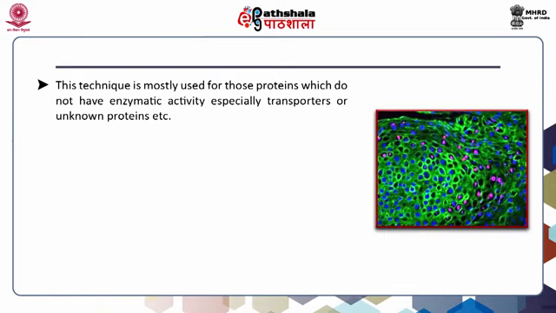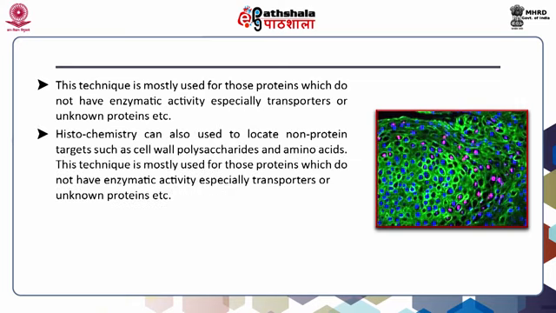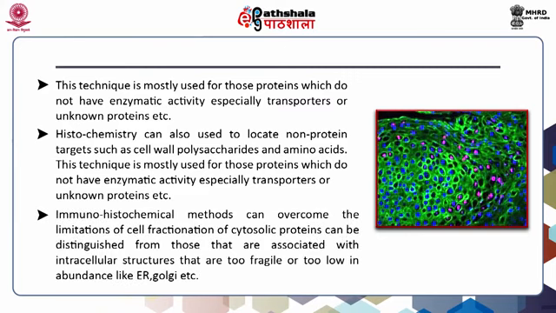This technique is mostly used for those proteins which do not have enzymatic activity, especially transporters or unknown proteins. Histochemistry can also be used to locate known protein targets such as cell wall polysaccharides and amino acids. This technique can overcome the limitations of cell fractionation of cytosolic proteins. It will also help to study enzymes which are compartmentalized in intracellular structures like ER, Golgi, etc., which are too fragile or too low in abundance.